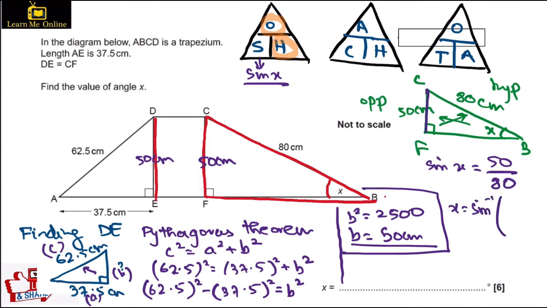We do the shift and the sine function in the calculator and you get the sine inverse of 50 over 80. So you get the angle X value that would be equal to 38.7 degrees. So we get the final answer over here that X equals 38.7 degrees.